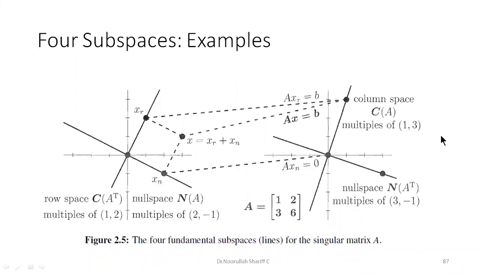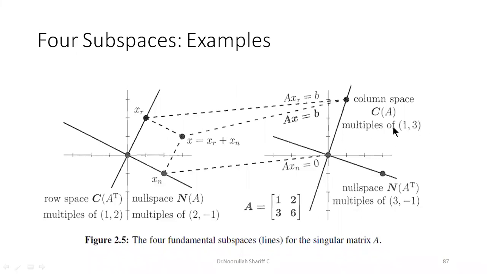If you multiply this by 2, you'll get 2 and 6. If you multiply this by 3, you'll get 3 and 9. The line joining all those points will be this line. If you multiply by 0, you'll get 0, 0. So please remember that multiples of 1, 3 will go through 0, 0. You join this with 0, 0, and we get the line which corresponds to multiples of 1, 3.